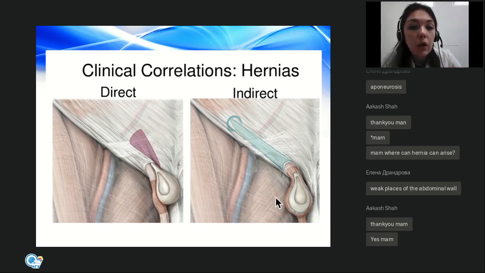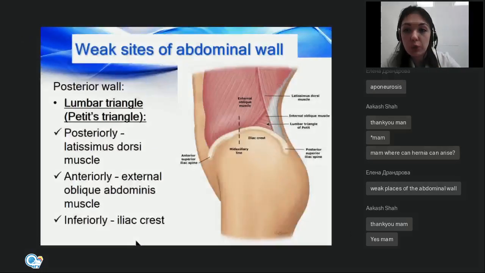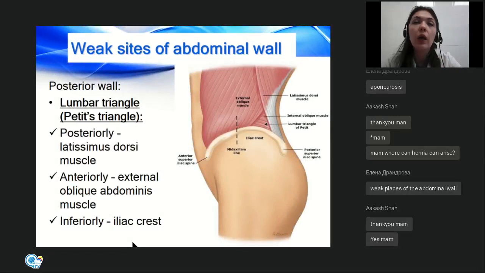And if the intestinal loop entered somewhere in the posterior wall of the inguinal canal, but not through the deep inguinal ring, so medially from it, then it is a direct inguinal hernia. It can develop in any person of any age, usually elderly people, yes, because in elderly people tissues become more loose. Okay, there are other weak places or weak sites of the abdominal wall.